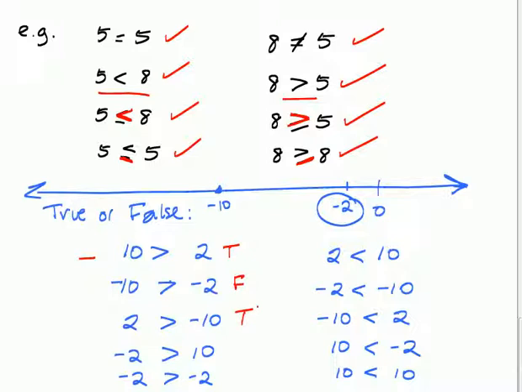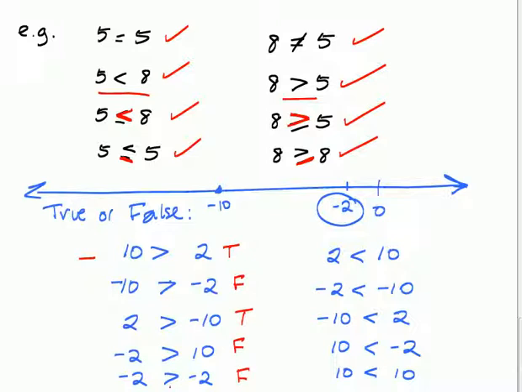Negative 2 greater than a positive 10. Think of where those are on the number line. Nope. That's going to be false. And finally, negative 2 is greater than negative 2. No, because negative 2 is not to the right of negative 2 on the number line. It's at the same place. So that right now is a false.